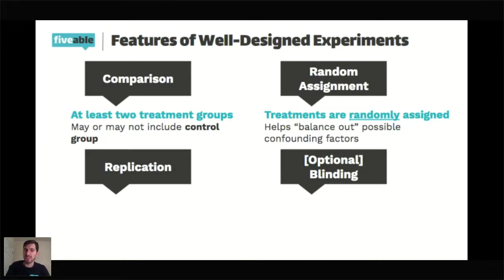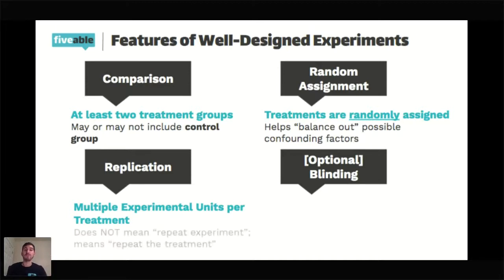You also need to have replication. This is a vocab word that a lot of students get a little bit confused. Replication does not mean repeating experiments. Say that again: replication does not mean repeating experiments in this context. In your AP Stats context, replication means multiple experimental units receiving each treatment. So if I'm going to test out a new medicine and a placebo, I better be giving this new medicine to a whole bunch of individuals, like 25, 50, 100, and giving the placebo also to a whole bunch of individuals. I do not need to be repeating the whole experiment. I need to be repeating my treatment on multiple individuals.